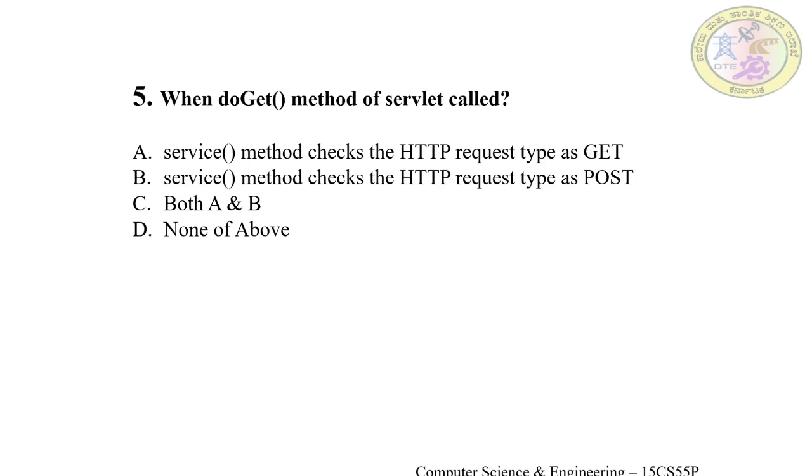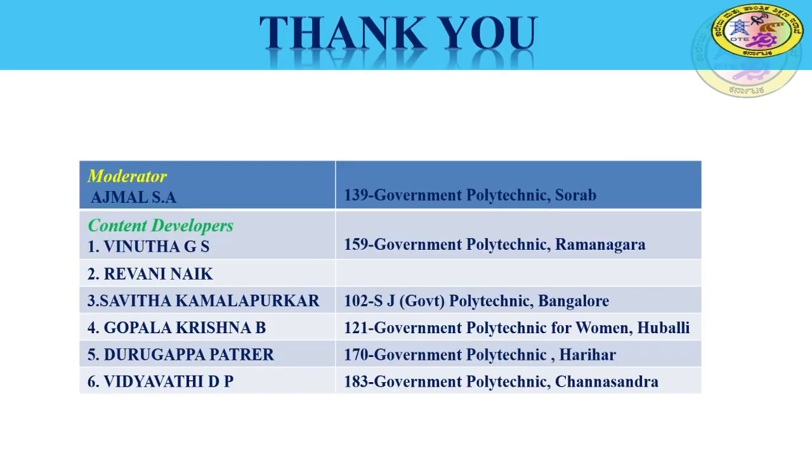Fifth question is, when is the doGet method of a servlet called? The options are: service method checks the HTTP request type as get, service method checks the HTTP request type as post, both A and B, and none of the above. Correct answer is A. When the service method checks the HTTP request type as get, the doGet method of the servlet gets called.